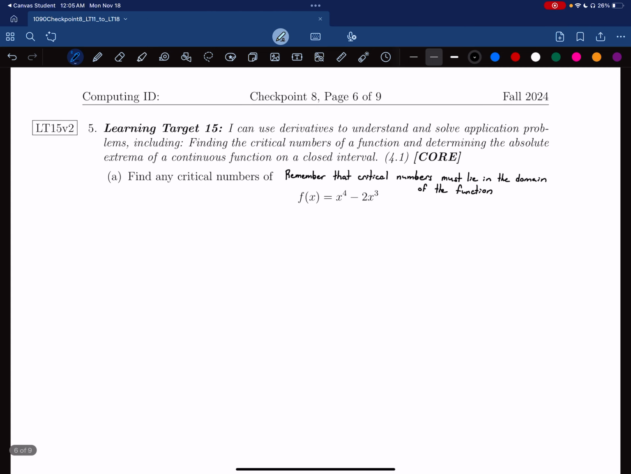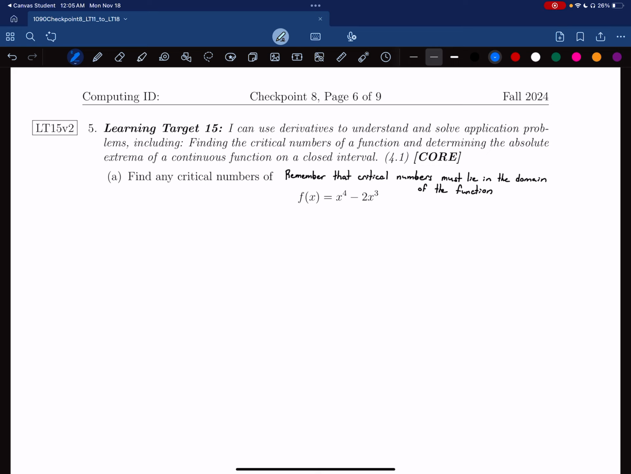So we need to find the critical numbers of this function, f of x equals x to the fourth power minus 2x cubed. I threw in this little note here. Remember that the critical numbers must lie in the domain of the function. Just looking at this function, I don't see any square roots and I don't see any denominators, so that pretty much indicates to me that this little note won't be an issue. It was given to you in Checkpoint 7 because that involved a denominator. So just keep an eye on that. Remember to test your potential critical numbers to make sure that they're in the domain of the function. All right, that's a little sidebar, but we'll hop back into it.